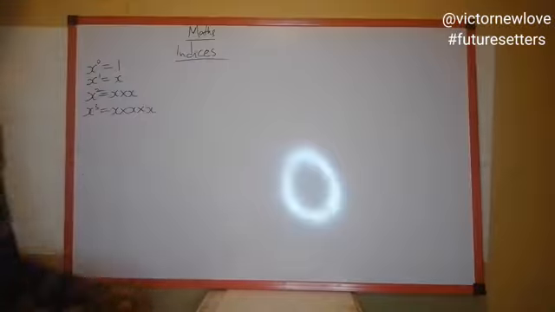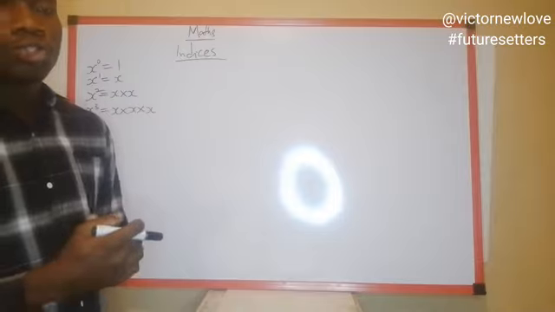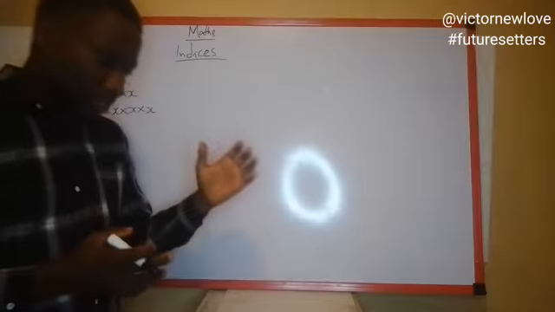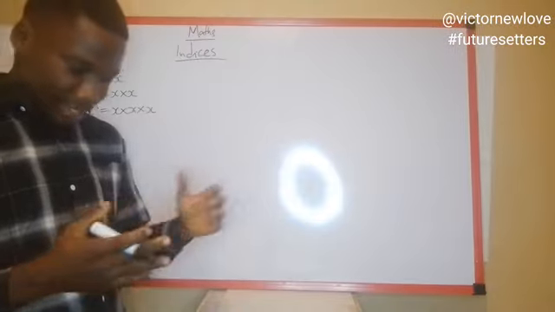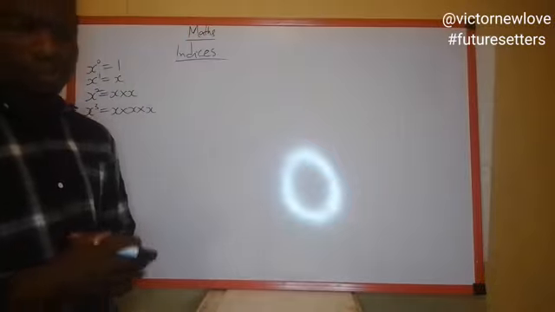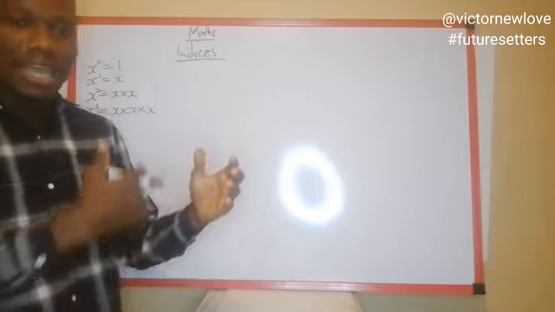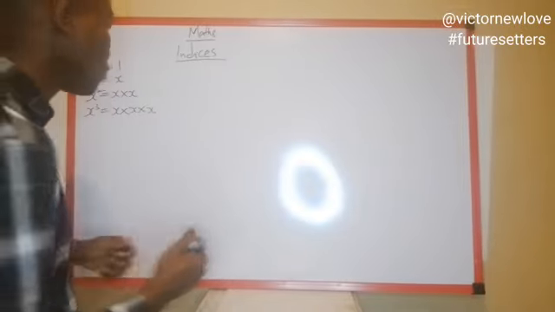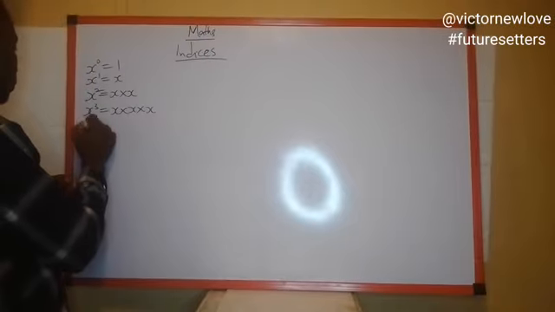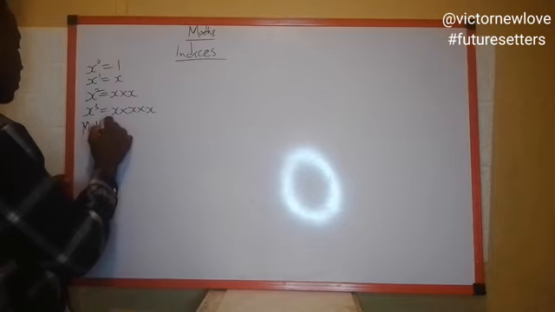So in indices, there are some rules you need to understand. There is the multiplication rule. There is the division rule. With this multiplication and division, we'll be able to understand everything step by step. So we have the multiplication rule.